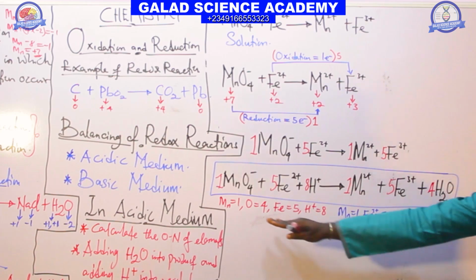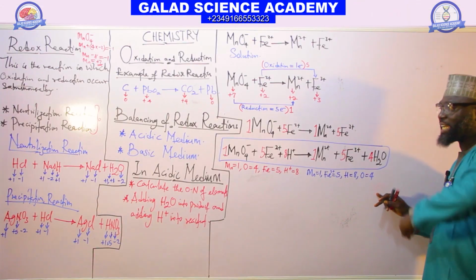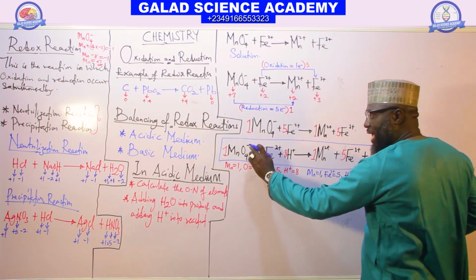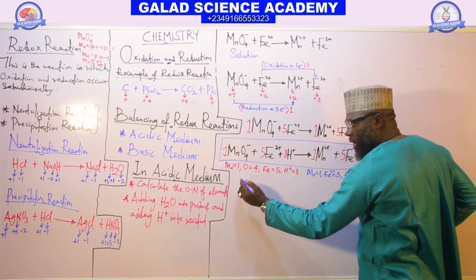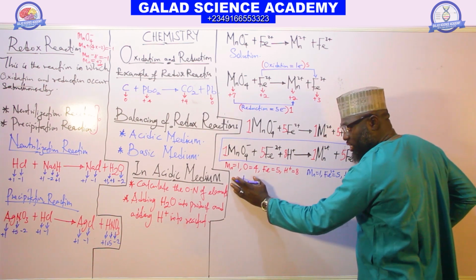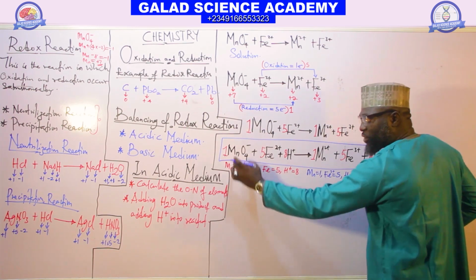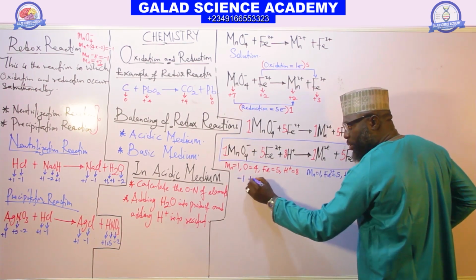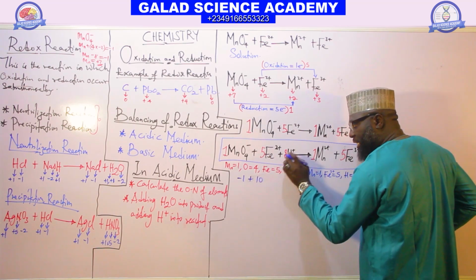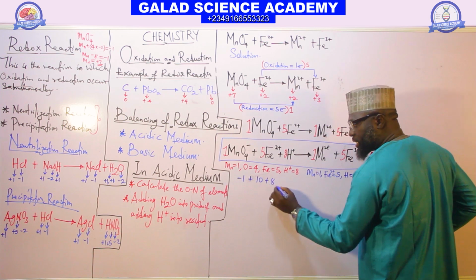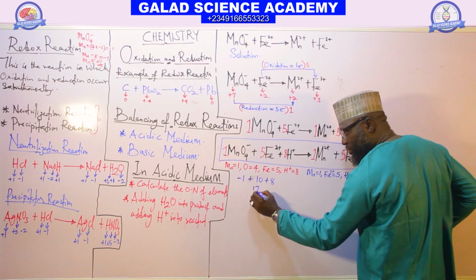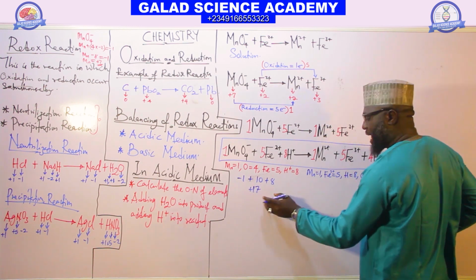So the atoms here are balanced. Let me check the charge. Is the charge balanced? The charge here, we have minus 1. Let's check for the charge. Minus 1 here. Plus, what do we have? 5 times 2 gives us 10. 8 times 1 gives us 8. So add these together. It will give us 17 plus at the reactant side.